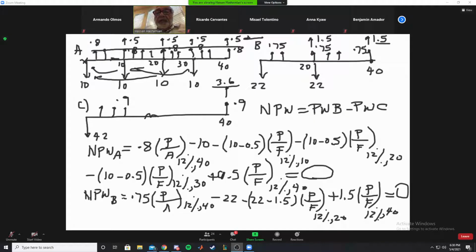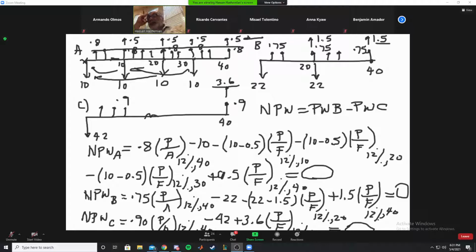And the last one is easy because you just have net present worth of C is equal to 0.9 times P over A at 12% and 40 years. Okay, the minus 42 million and then plus 3.6 million, the salvage value, times P over F at 12% and 40 years. And you calculate this number.